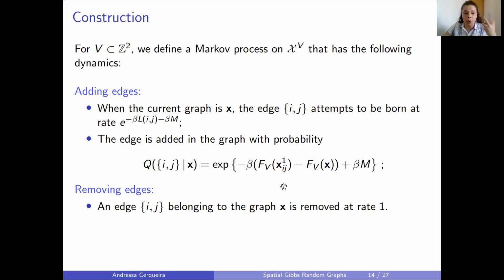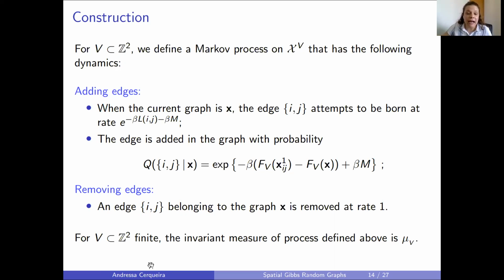What's important here is that since it just depends on this difference, remember that my first assumption says that this difference only depends on edges that are connected to i or j. So this probability will only depend on edges that are connected to i or j. We are going to use this later. I just want to emphasize why this assumption is important. And to remove edges, we just remove edges with rate 1. We don't care if they want to be removed, we just remove.